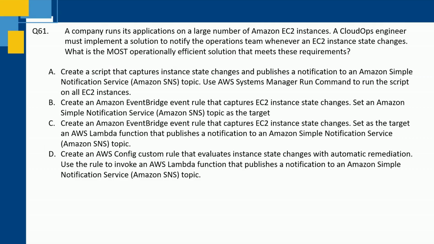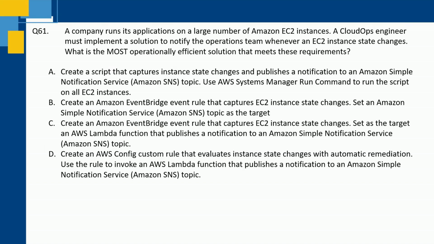Create an Amazon EventBridge event rule that captures EC2 instance state changes. Set as the target an AWS Lambda function that publishes a notification to an Amazon Simple Notification Service topic. Create an AWS Config custom rule that evaluates instance state changes with automatic remediation. Use the rule to invoke an AWS Lambda function that publishes a notification to an Amazon Simple Notification Service topic.